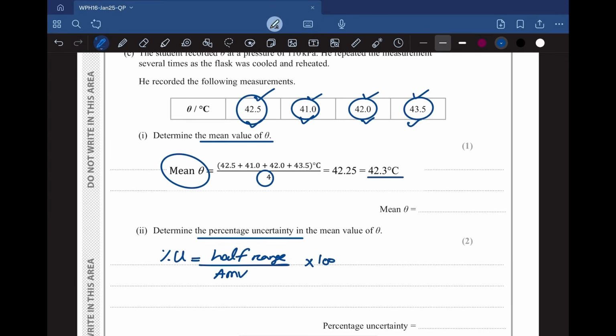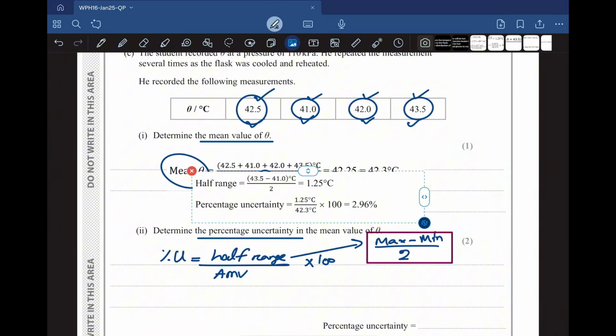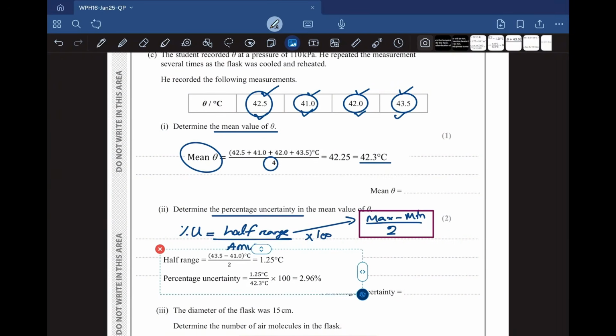And how do we figure out the half range? We know half range is equal to maximum minus minimum, divided by 2. This is what the half range is all about. Now let's do the math together. So basically this is how you will have to do this math.